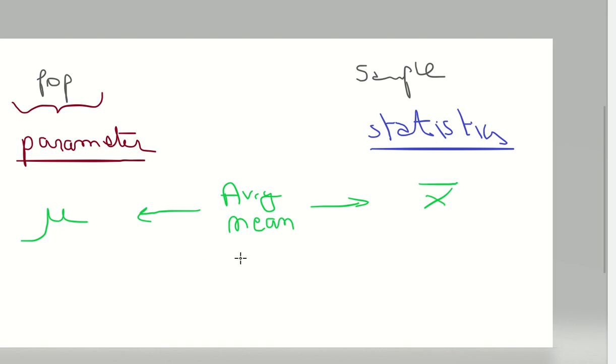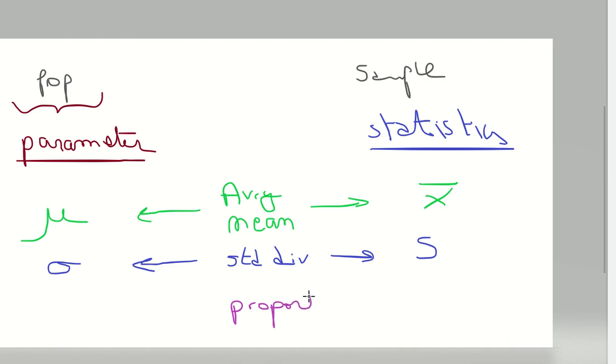Another example would be the standard deviation. I'll explain what that is in a future lecture. The standard deviation in the population we write as sigma, whereas in the sample we write it as simple s. One more example, a percentage or a proportion. Percentage or proportion, it's the same thing. In the population, we write it as pi, whereas in the sample, we write it as small p.